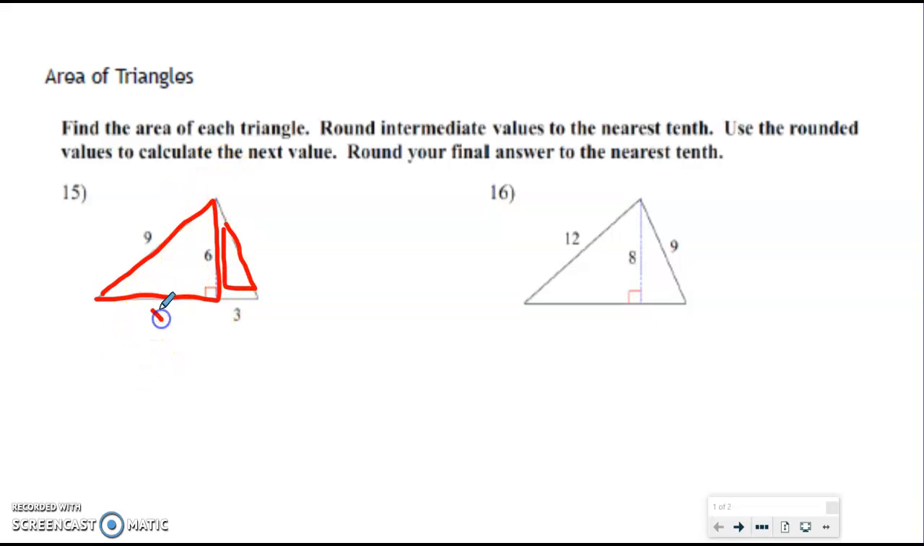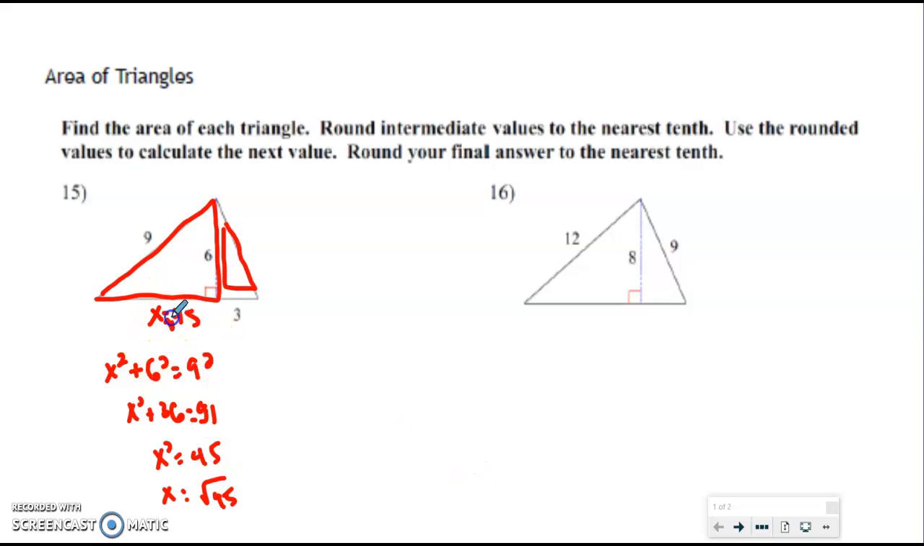I'm going to define that as x, and I'm going to say x squared plus 6 squared equals 9 squared. So I get x squared plus 36 equals 81. So x squared is 81 minus 36, which is 45. So the length of x is the square root of 45. That's how long this side is. It's the square root of 45.